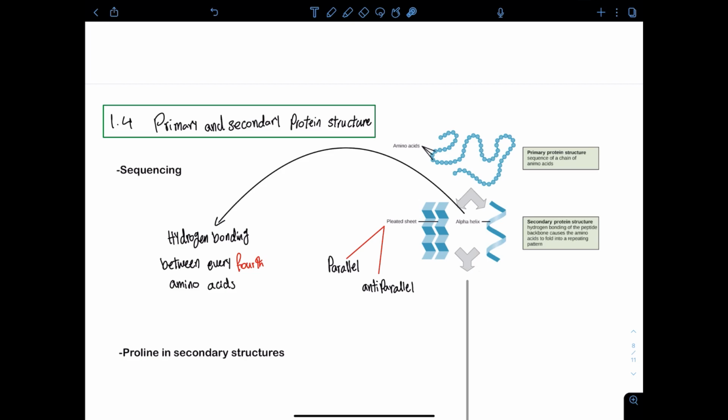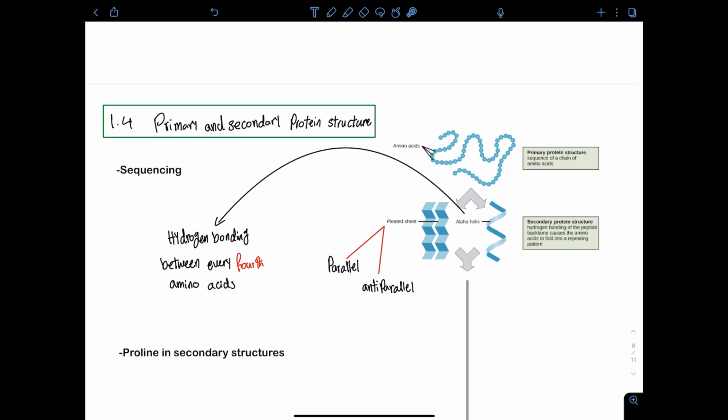So section 4 of chapter 1 is talking about primary and secondary protein structure. Primary structure is the linear arrangement of amino acids coded in an organism's DNA. So basically just amino acids in a chain bonded together with peptide bonds.